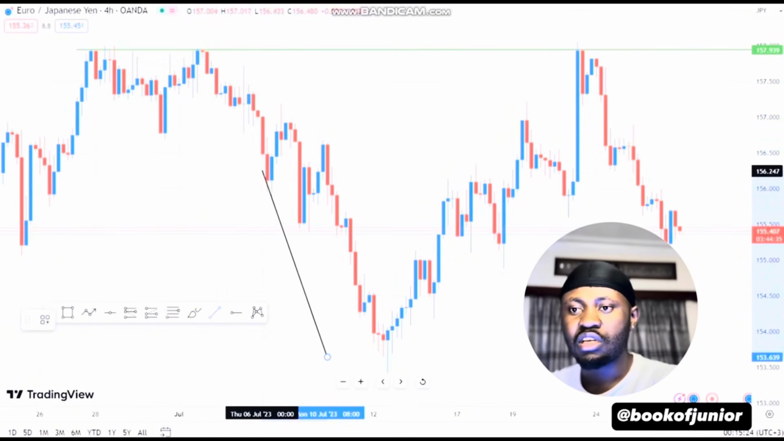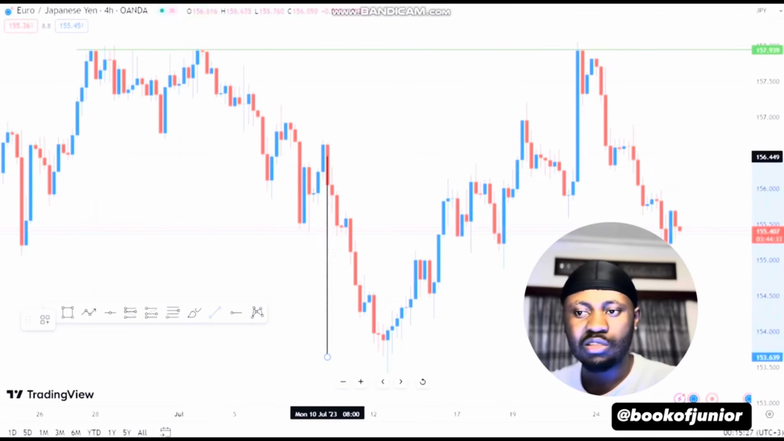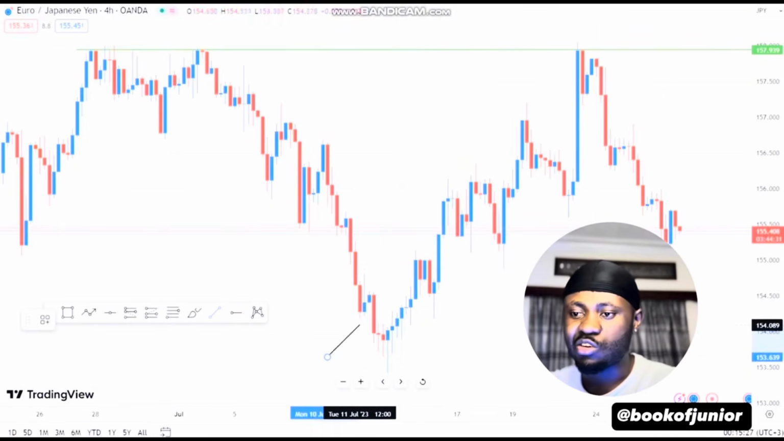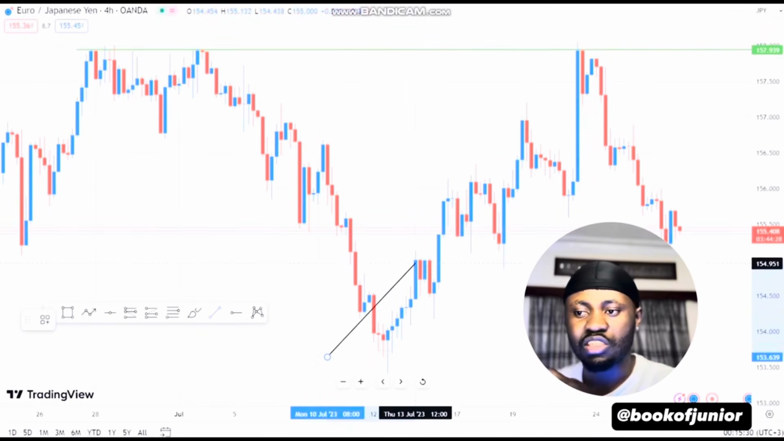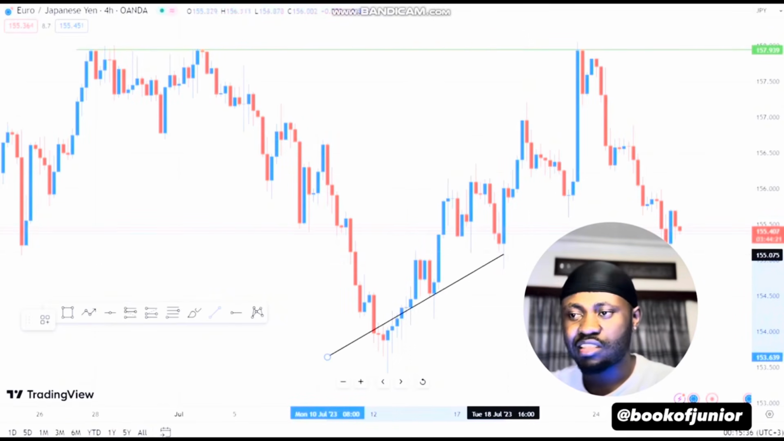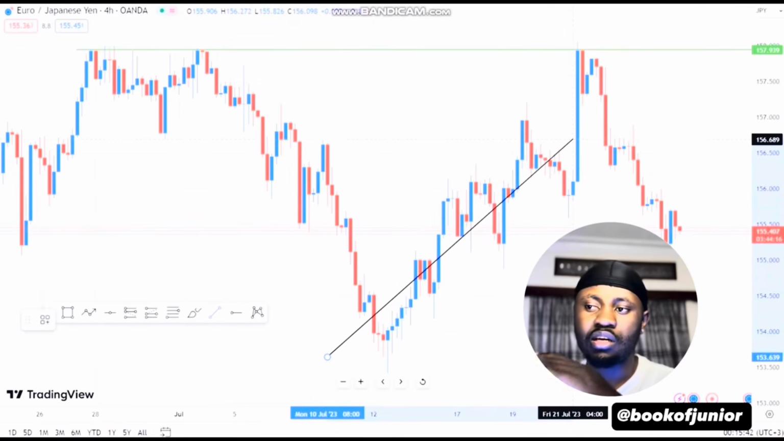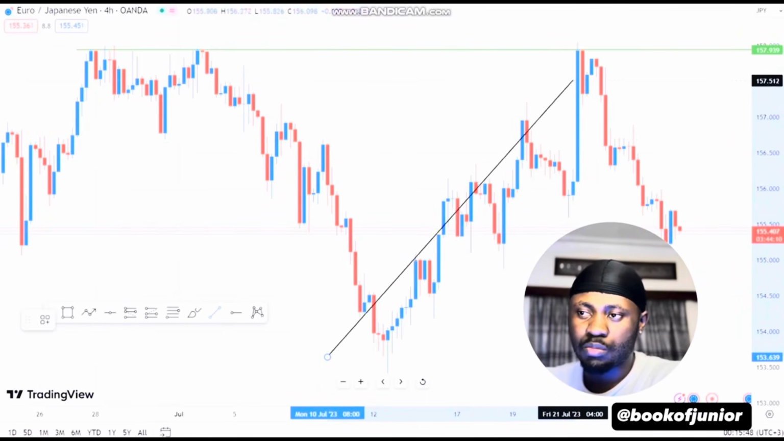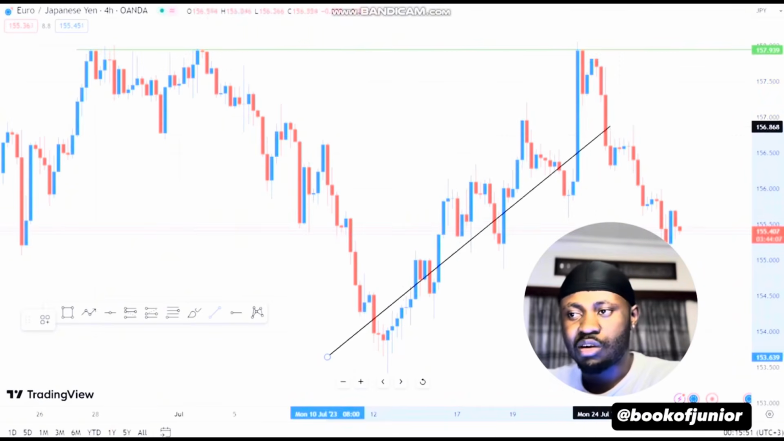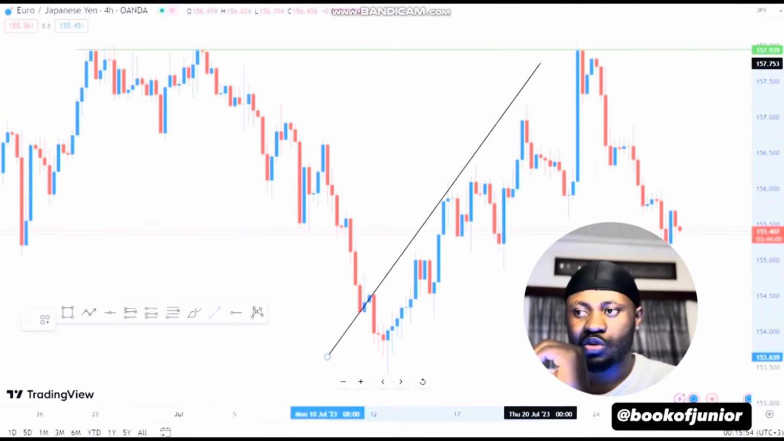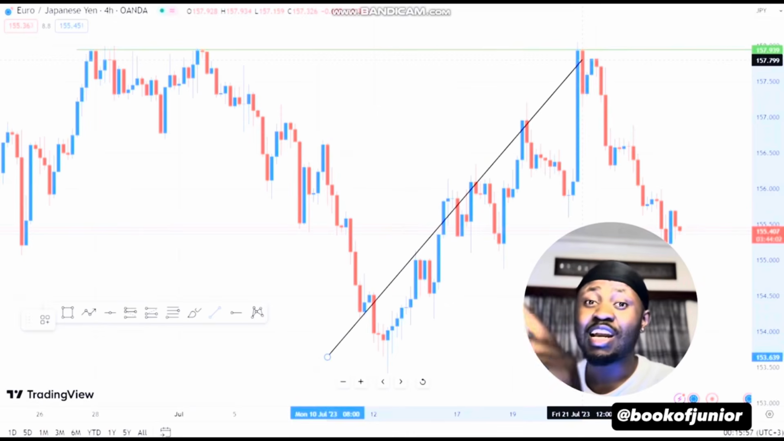As you can see, we have price forming lower lows and lower highs, lower lows and lower highs, until it came to this zone right here. Then price is shooting up again, moving in an upward way. But this time around, price was giving us higher highs and higher lows, higher highs and higher lows, until we had probably CPI or FOMC or probably NFP for price to push up to this zone right here, and then we had a bounce off.